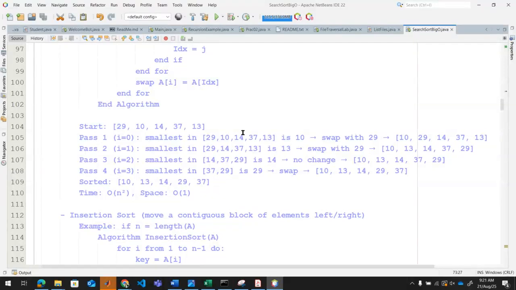We keep doing the operation and keep performing the swap. The next smallest one there will be 13, and it will move to the position where it's meant to move. The next smallest one there will be 14, but 14 will stay where it is because there is no change. It's in its right position. And the last one there will be 29. That will move from the very last element to the second to the last position. And we have a sorted array: 10, 13, 14, 29, and 37. All right?